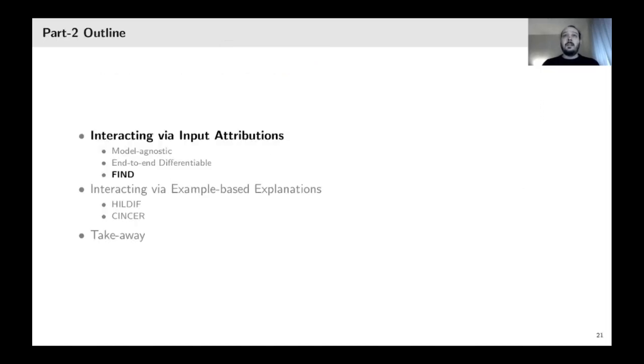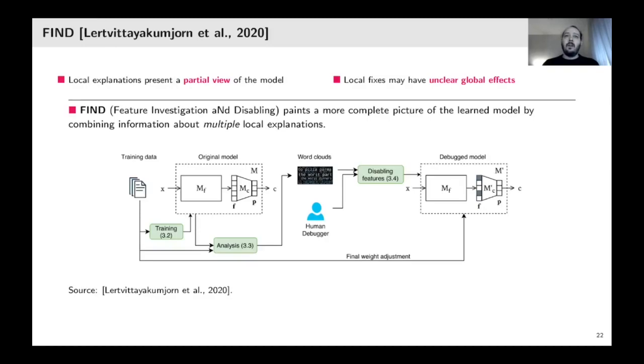We are now ready to discuss FIND. FIND builds on the observation that input attributions present a necessarily partial view of the model's reasoning, making it hard for end users and debuggers to see the larger picture, and that moreover correcting them can have unclear effects on the model in regions far away from the target instance. FIND, which stands for Feature Investigation and Disabling, is an interactive debugging strategy specifically designed for natural language processing models that presents a more complete overall picture of the model by combining relevance information from multiple local explanations.